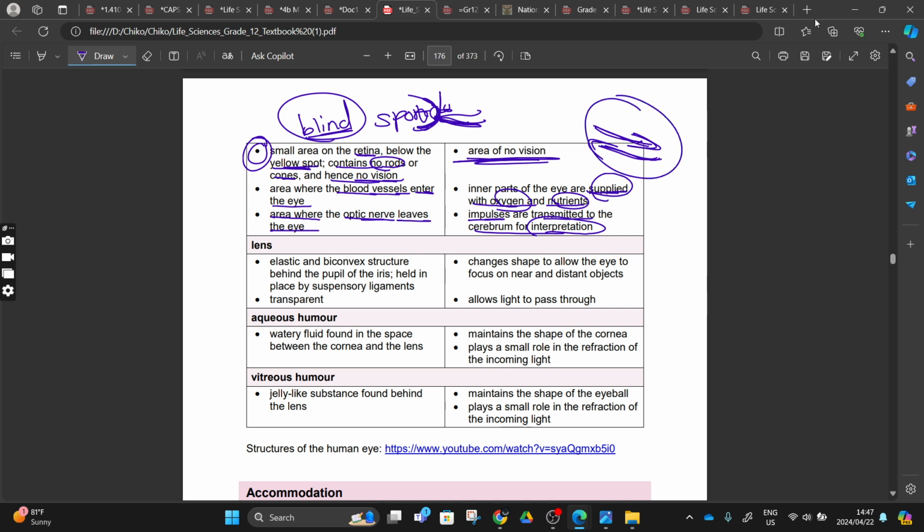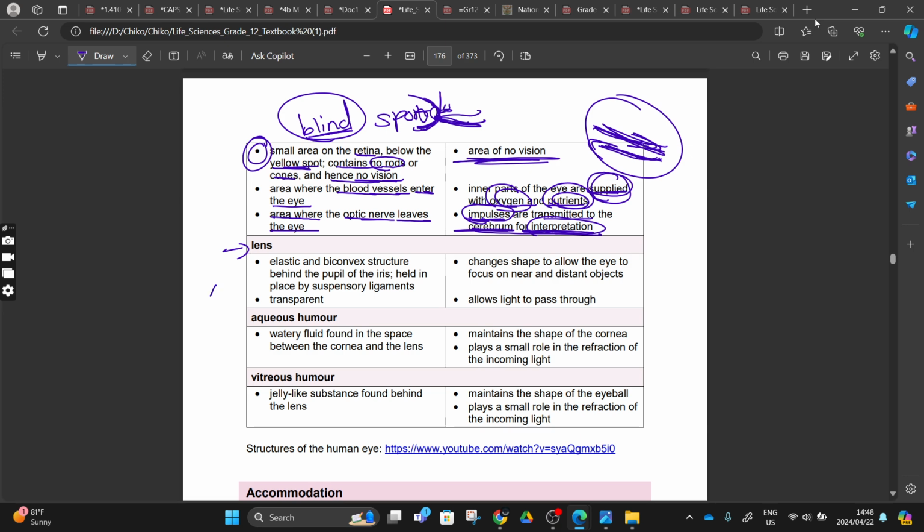So this will be the function of our blind spot, right? Doing this, allowing our blood to enter, we are going to allow the supply of oxygen and nutrients. And while we are allowing our sensory neurons to leave our eye, we are now able to transmit the impulse to the cerebrum to be interpreted, for you to say, now I'm seeing a dog, right? So from there, we are going to talk about the lens.